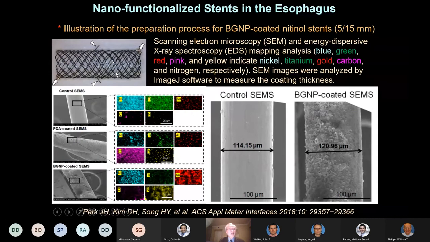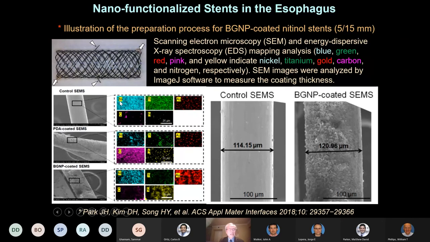We used a nitinol stent that was 5 millimeters in diameter and 15 millimeters long. It had two barbs in the middle part of the stent to prevent stent migration, and a radial peg mark at the distal and the proximal part for fluoroscopic examination. These are the same images, and these are EDS, that is energy dispersive X-ray spectroscopic mapping analysis, and these are the same images before and after coating.